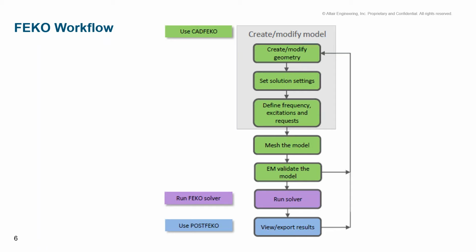Then of course you validate the model and check if everything is fine, and then you run the solver. So once you complete running the solver, then you go into POSTFEKO and you look at results. You can plot S11, you can plot gain, you can plot 3D gain, etc. So this is a typical workflow, starting from CADFEKO and ending in POSTFEKO.